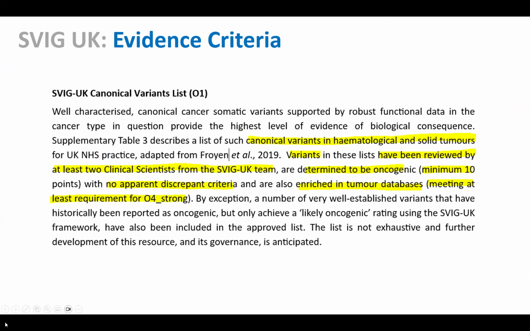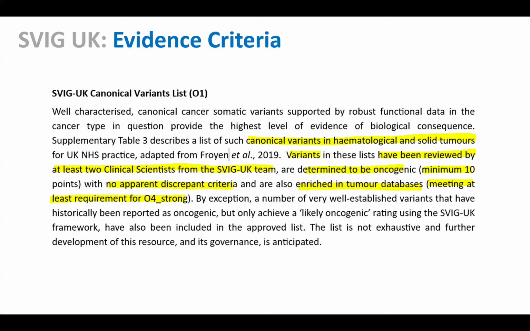So our evidence criteria, one of the criteria that doesn't exist in ORAC, but we adapted it from Fryen et al., which is the Belgian group, was this idea of canonical variants. We wanted this to be a systematic list, so we set some criteria for it. It has to be mainly oncogenic. There are a few exceptions, so a minimum of 10 points, no discrepant criteria as well, and specifically being highly enriched in tumor databases, which means O4 strong, which we'll see in a minute.